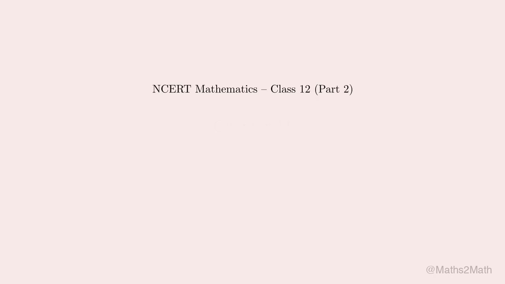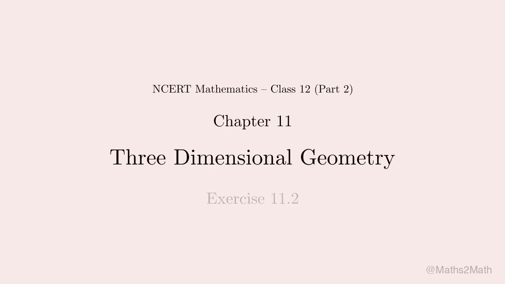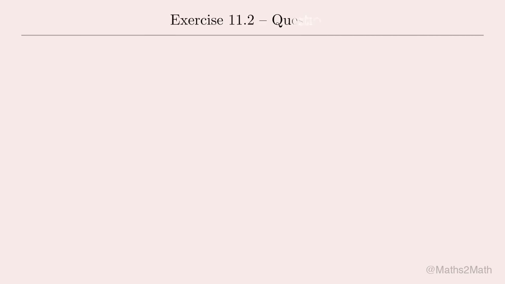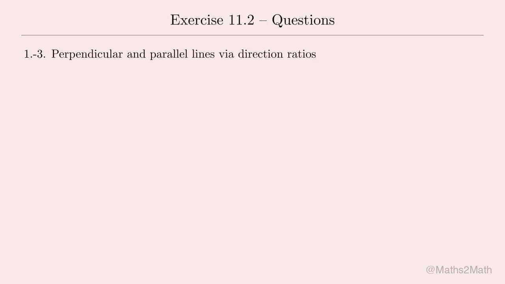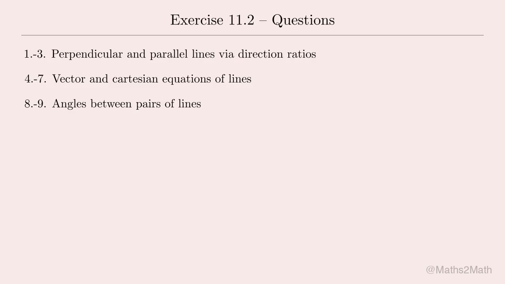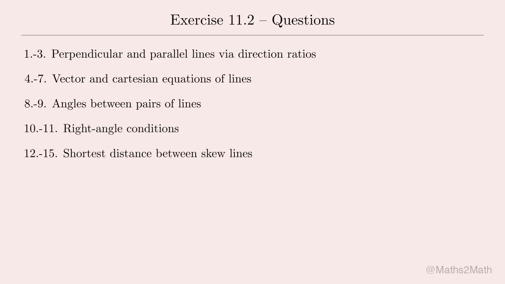In this video, we are solving every question of exercise 11.2 from Chapter 11, Three-Dimensional Geometry, in the NCERT Mathematics textbook for Class 12, Part 2. Exercise 11.2 has 15 questions on lines in space, perpendicular and parallel checks, vector and Cartesian equations, angles between lines, and the shortest distance between skew lines. Here is the list.